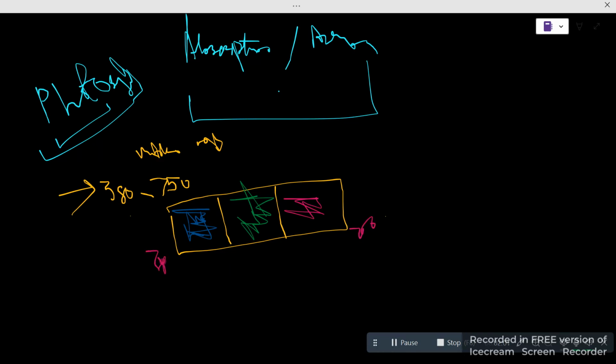So what does this mean? A very, very important point: wherever you see the shorter wavelength, there would be greater energy. Shorter the wavelength, greater the energy. That's very, very important. Then here, if I say blue has the shorter wavelength, then this means it must have more, or greater, energy.